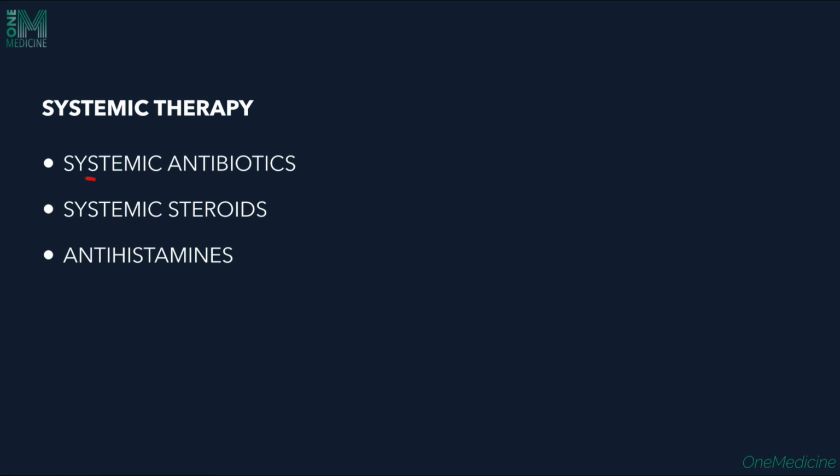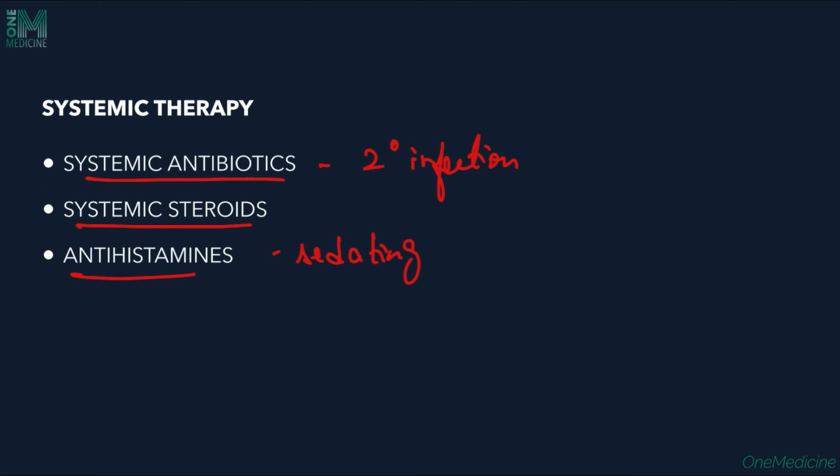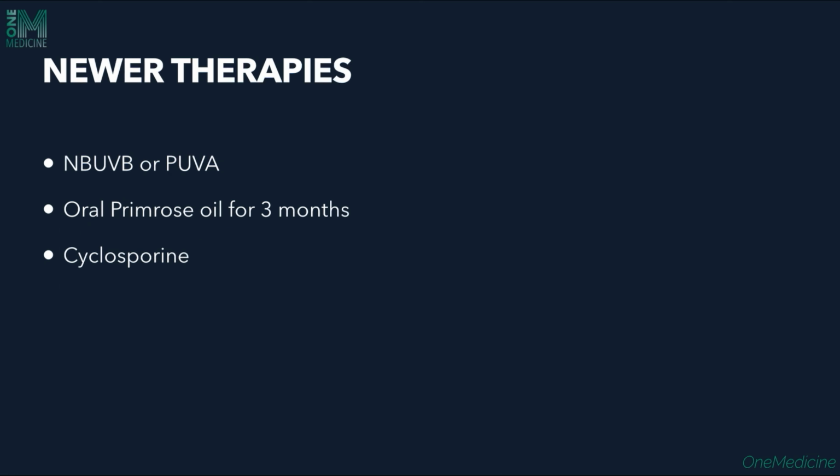Systemic therapy: systemic antibiotics, if there is any secondary infection. Systemic steroids also can be used if the disease is not coming down with the topical agents. And antihistaminics, mostly the sedating type, to reduce the itching and improve the sleep quality. We can give sedative antihistaminics as well. Phototherapies with NB-UVB and PUVA therapy, oral evening primrose oil for 3 months have also been used, and cyclosporin has also been tried.